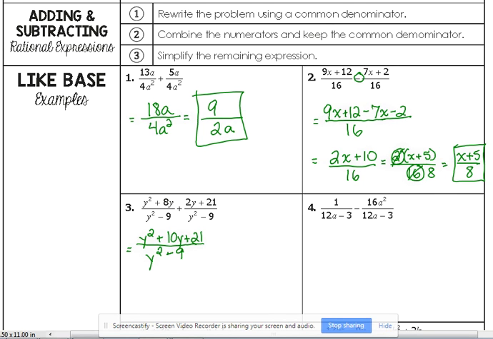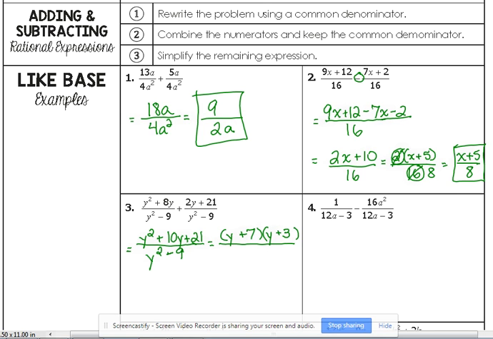Now, I'm not finished. Okay, step 3 says simplify the remaining expression. That's what I did in the last problem. I'm going to do it here. I've got to factor. It's not factoring a GCF this time, though. What is it factoring? We've got a trinomial. So 2 sets of parentheses, y times y is y squared. What multiplies to give us 21 and adds to give us 10? 7 and 3, both positive. Positive 21, positive 10, so both positive numbers.